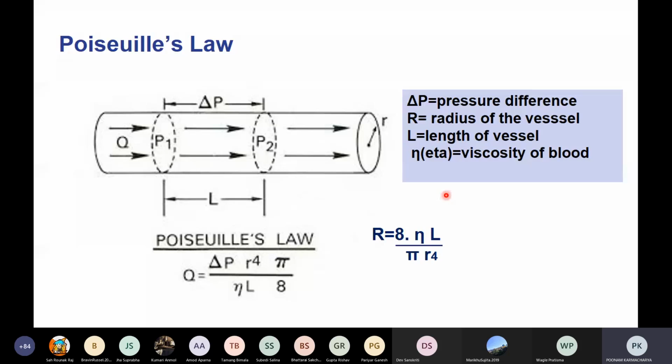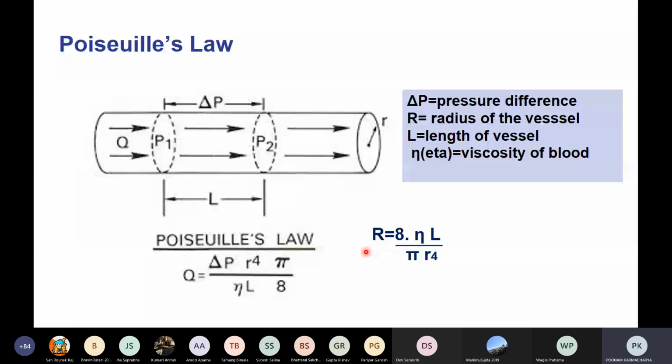Viscosity depends upon hematocrit. So if hematocrit is increased, as I told you earlier, in multiple myeloma or in case of bone marrow cancer, bone cancer, then there will be increase in hematocrit. Also, in physiological condition, when we don't drink water for a long time, the viscosity or the hematocrit can increase. When the hematocrit is increased, resistance will increase. Now, when the resistance is increased, there will be decline in the blood flow. So that is how viscosity is related with the resistance.